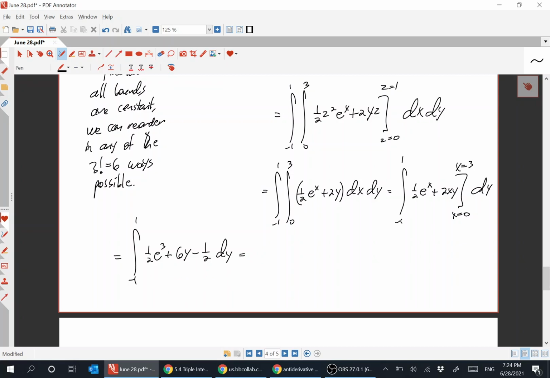So now, antiderivative with regard to y. This and this are constants, right? So it's 1/2 e to the third minus 1 times y plus 3y squared from -1 to 1. This one cancels out and goes to 0 because it's the same value at 1 and -1. But this one gets doubled. So it's just e to the third minus 1. Okay.